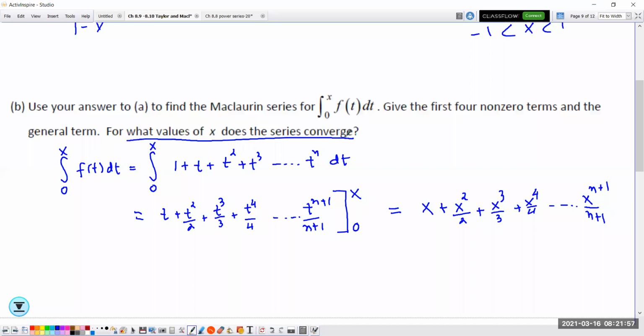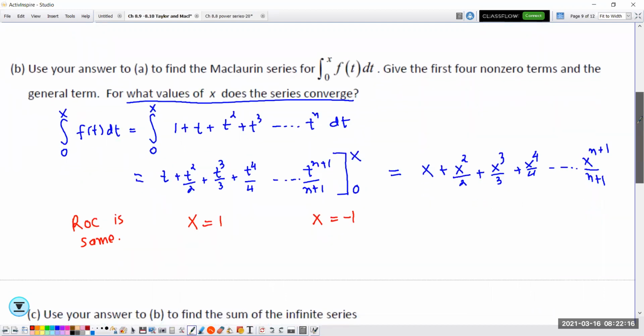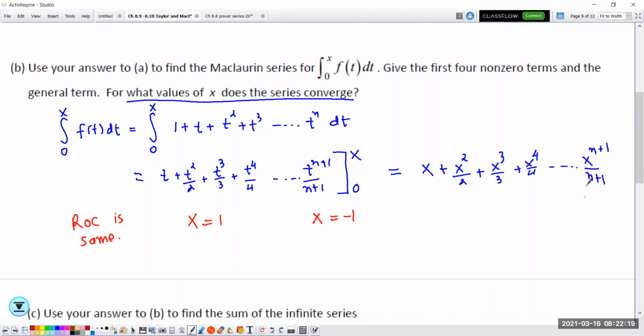Question about IOC. ROC is the same. IOC, you must check the endpoint, because when you integrate the series or when you find the derivative of the series, the endpoint may be different. And isn't this common sense? Because you are messing up with the n. You are messing up with the power when you find the derivative or integration. So here, write the general term 1 to the n plus 1 over n plus 1.